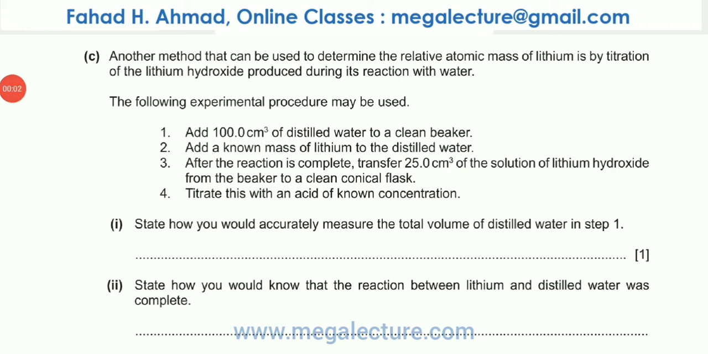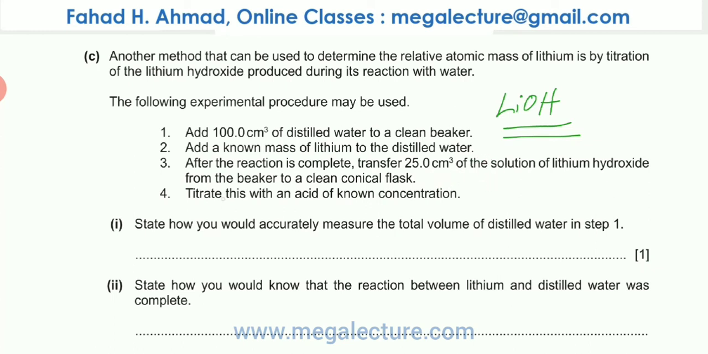Now let's move to part C, which states that another method that can be used to determine the relative atomic mass of lithium is by titration of the lithium hydroxide produced during its reaction with water. So in the reaction, there is lithium hydroxide being produced, and they're saying you can titrate the solution. The following experimental procedure may be used. You add 100 cm³ of distilled water to a clean beaker, add a known mass of lithium to the distilled water. After the reaction is complete, transfer 25 cm³ of the lithium hydroxide solution from the beaker to a clean conical flask and titrate this with an acid of known concentration.